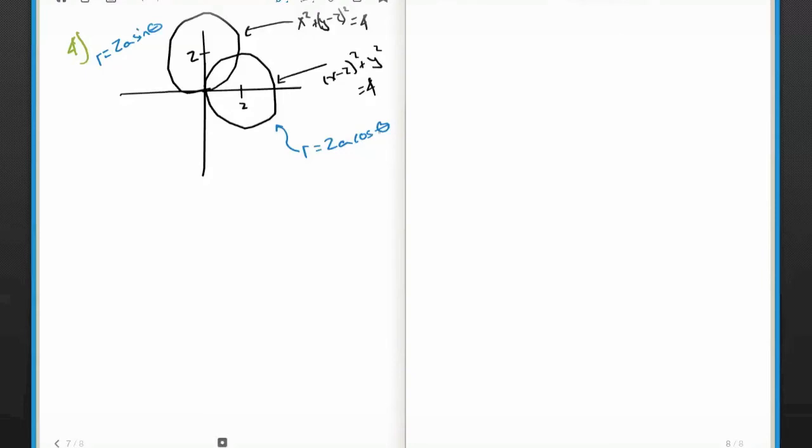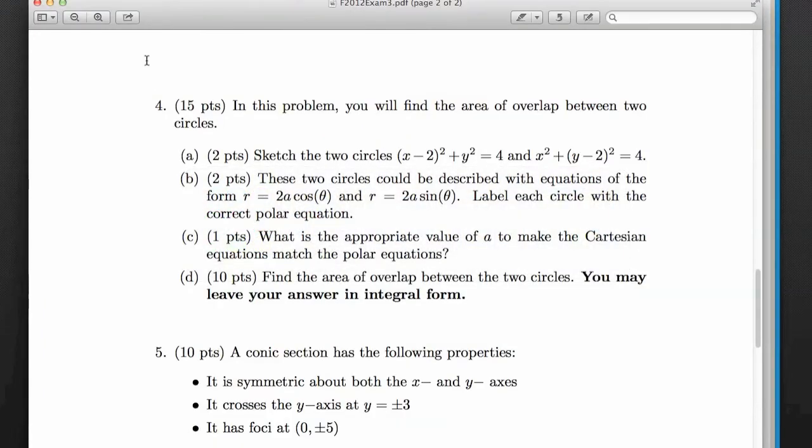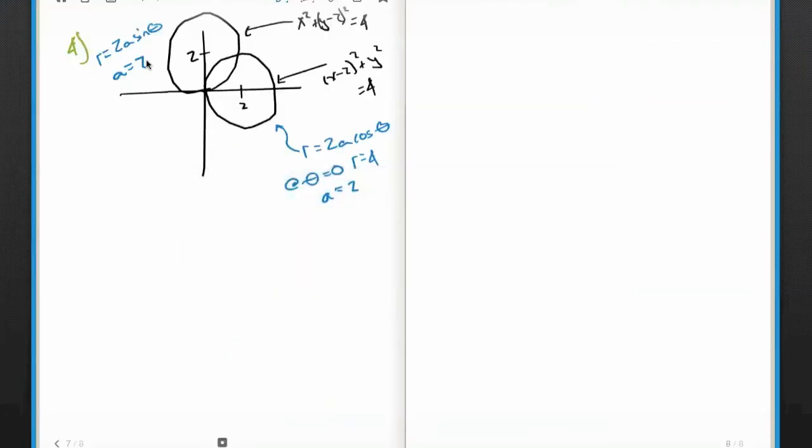So at theta equals 0, we have to be at 4. So that means a equals 2. Okay, and then, kind of by the symmetry up here, a equals 2 there as well. And the next part is find the area of overlap between the two circles. And you may leave your answer in integral form, all right, because I didn't want to spend a bunch of time going through this integral.